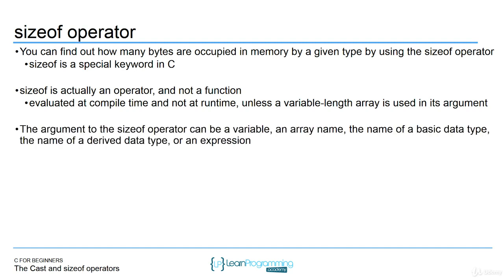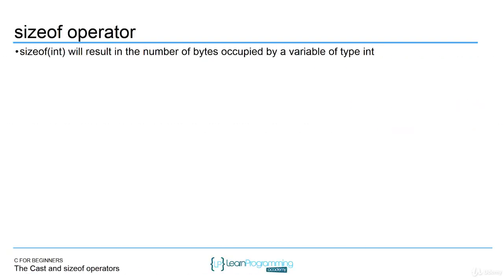The argument to the sizeof operator can be a variable, an array name, the name of a basic data type like int or float, the name of a derived data type, anything, or an expression. So you could say sizeof x plus y. And that's basically just going to give the size of the resulting number, right? If x is an int and y is an int, it would say this is an int, 4 bytes. If one was an int, one was a float, and the result was floating point arithmetic, then it'd be, float is 8 bytes or something. But you can use it for many things, and you should use it for many things.